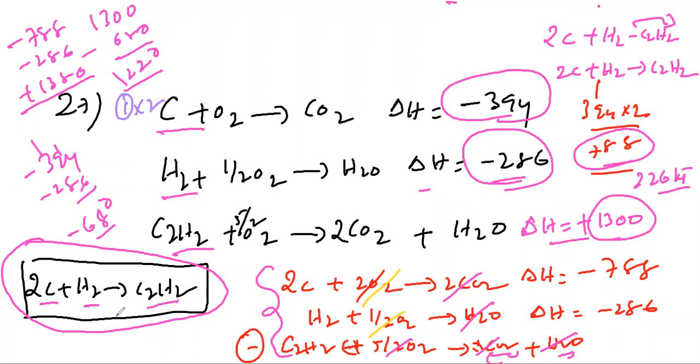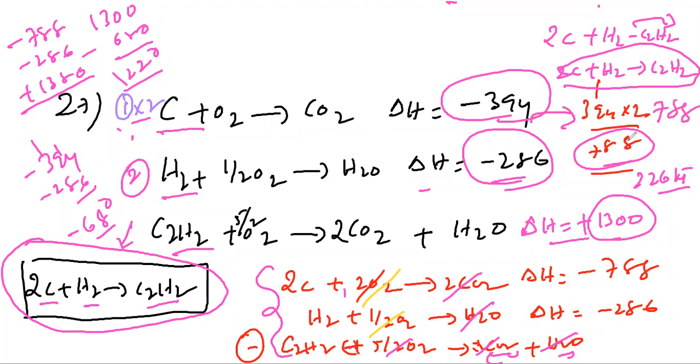Understood? Now, how are we going to get this required equation? You have to multiply equation 1 by 2, add equation 1 and equation 2, students, and subtract equation 3. When you are multiplying by 2, this value will become 788, and so minus 788 minus 286 plus 1300, you are going to get 226 kilojoules.